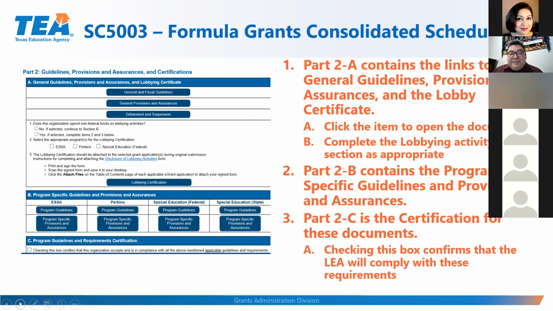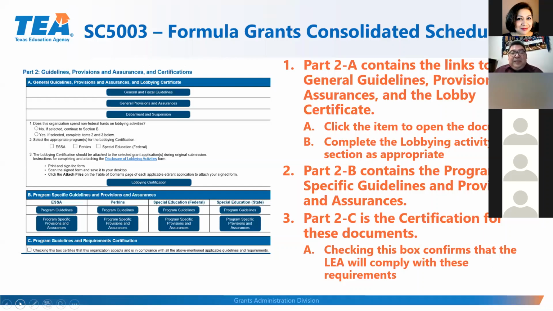And then, of course, the bottom section on there is if you are doing any lobbying activities using non-federal funds, you select no, that section is complete. You select yes, you would have to let us know for which type of federal grant you are lobbying. And then there's a link to the form that you would have to complete, and then that form you would be able to attach to your application. It wouldn't be attached to this form, it would be attached to the application so that you've submitted it to TEA, so we can have it on file.